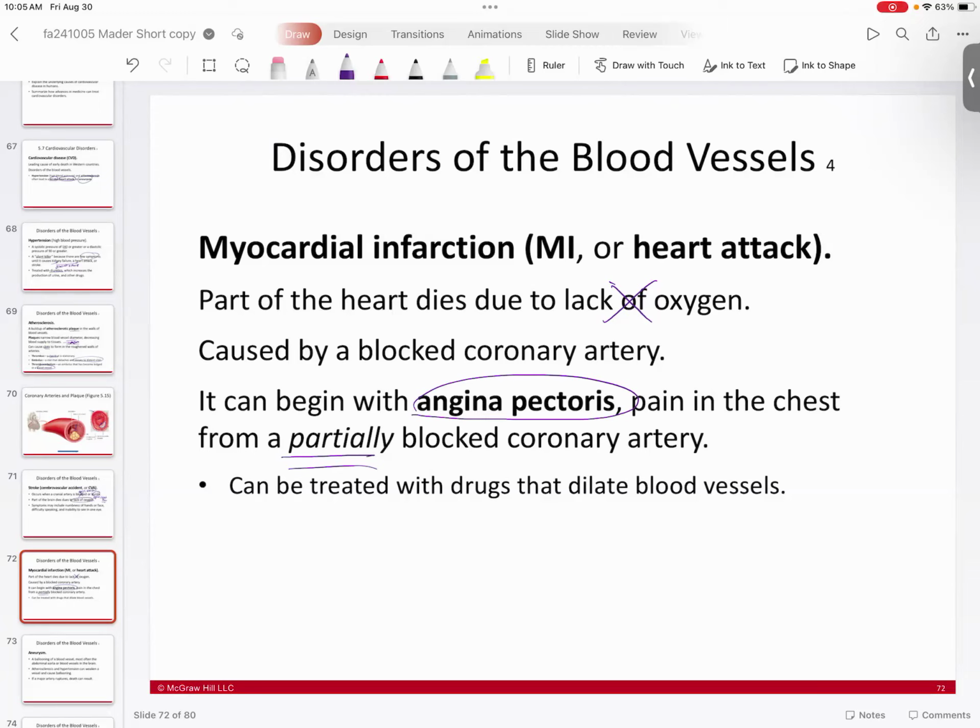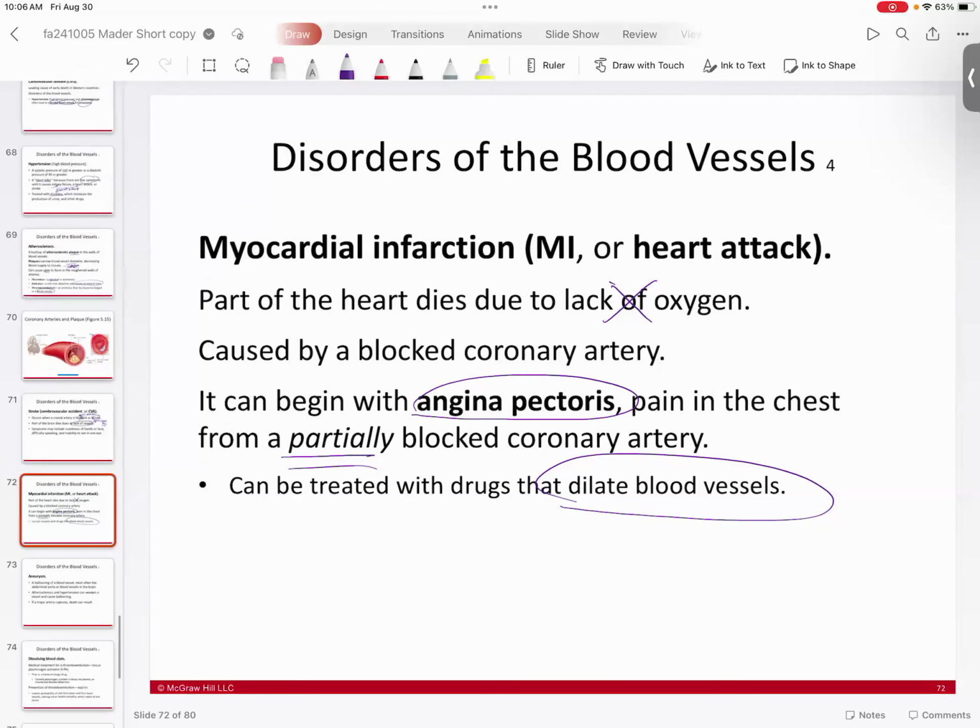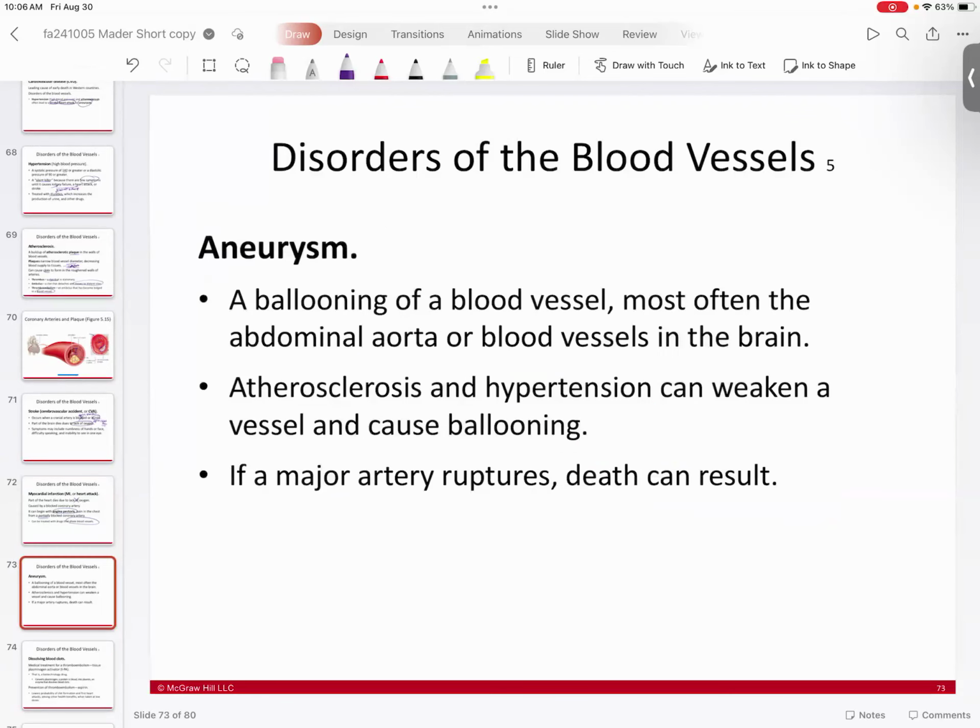And so we can treat this with blood vessel dilators, to kind of open up that artery so that you can get better blood flow around that partial blockage. And so depending on the nature of the blockage, you'll have different types of treatment plans associated with that. And that's the reason why you go to a cardiologist, to determine just what kinds of treatments you need based on what kind of blockage you're looking at.